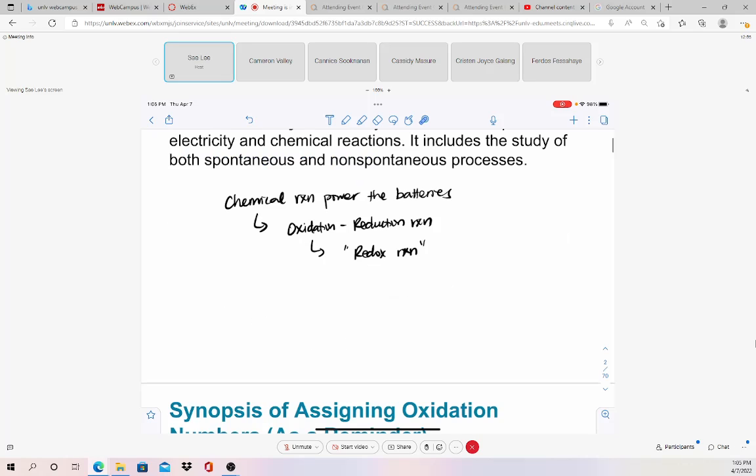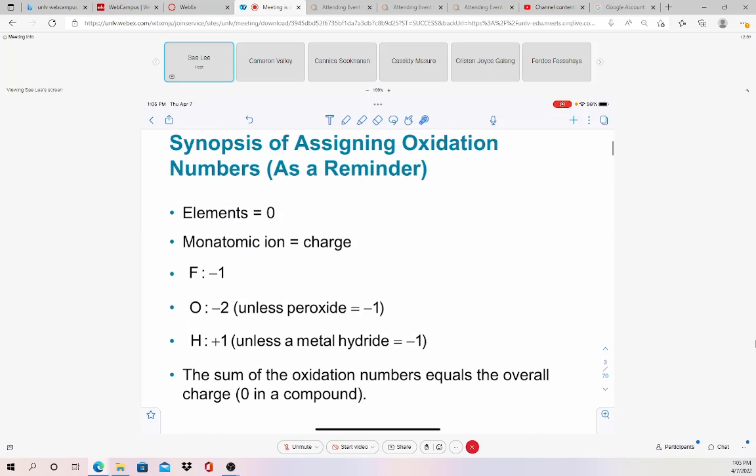Okay, so let's start by brushing up the oxidation number assigning rules that we learned in Gen Chem 1. Before we go into the rules, oxidation number is important because this number allows us to keep track of the movement of electrons. Decreasing in oxidation number indicates gaining electrons, increasing in oxidation number indicates losing electrons. And here are some of the rules on how to assign oxidation numbers.